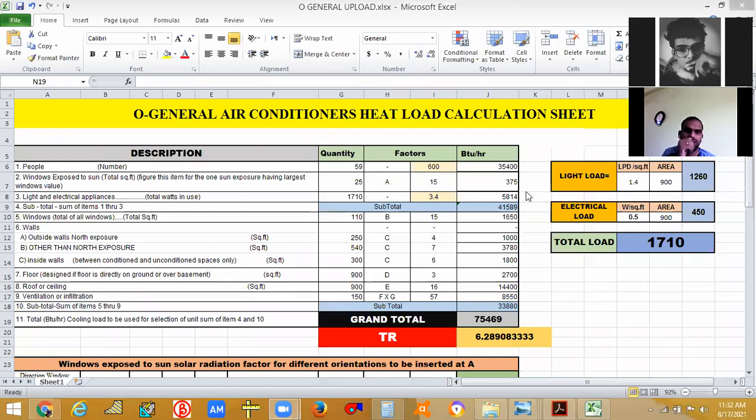Understood what I'm saying? So if you have 10 rooms, we'll be taking 10 different origin sheets because each room is different. Each room's people will be different. Each room's exposure will be different. The windows and the number of windows will be different. The area of the room will be different. So we need different sheets like this. If there are 5 rooms, we have 5 different origin sheets. You have to calculate separately.